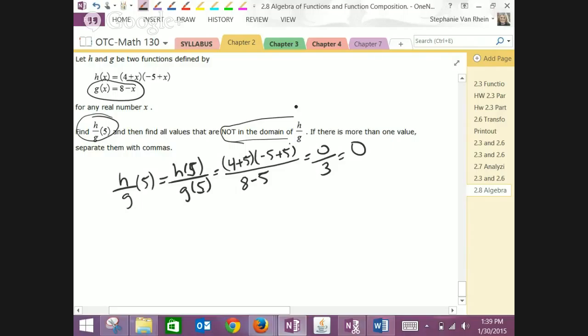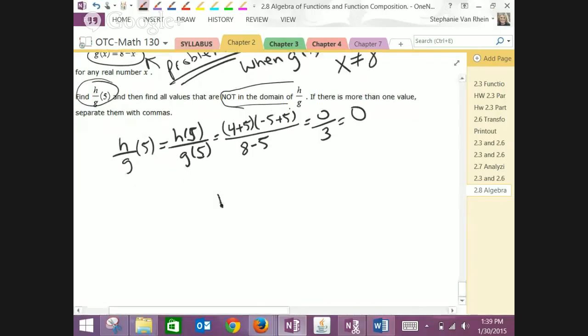So when is the denominator 0? At 8, right? I have problems when my g of x equals 0. So I know x cannot equal 8. So my domain here would be minus infinity to 8 union 8 to infinity.